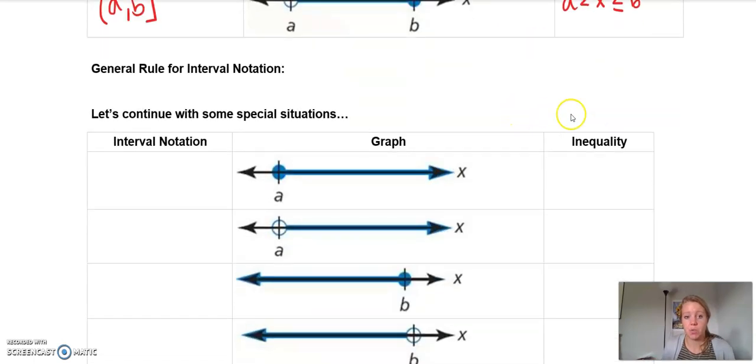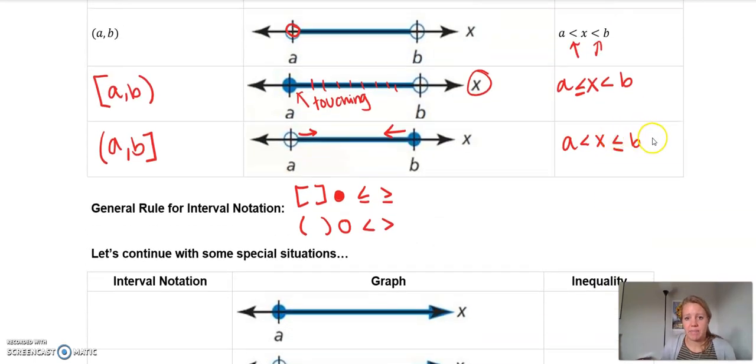So here are the general rules with interval notation. We use brackets whenever we are talking about a closed circle on a graph, or when our inequalities have the greater than or less than and equal to lines. We use parentheses when we have an open circle, and we just have the plain less than or greater than, meaning that that point is not included.